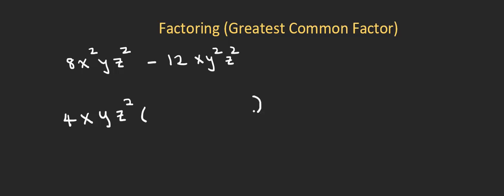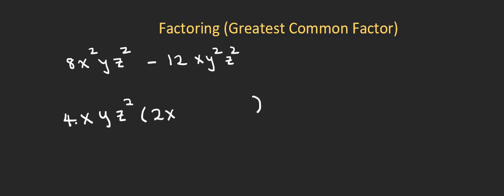Now let's figure out what goes inside the parentheses. What is 8 divided by 4? That's 2. What is x squared divided by x? X. Y over y cancels out. Z squared over z squared cancels out.